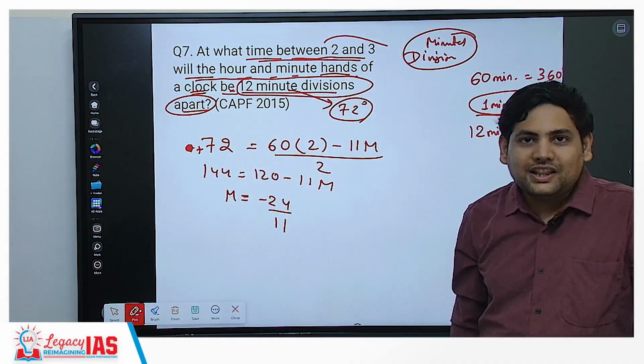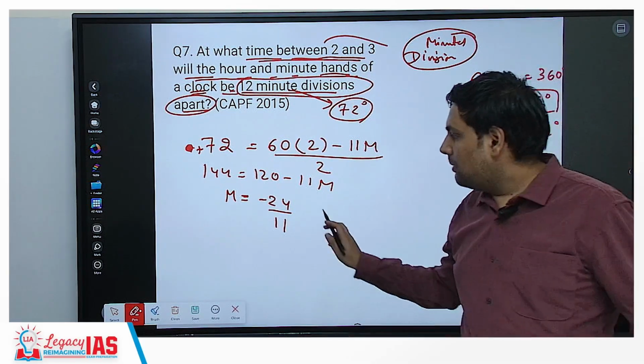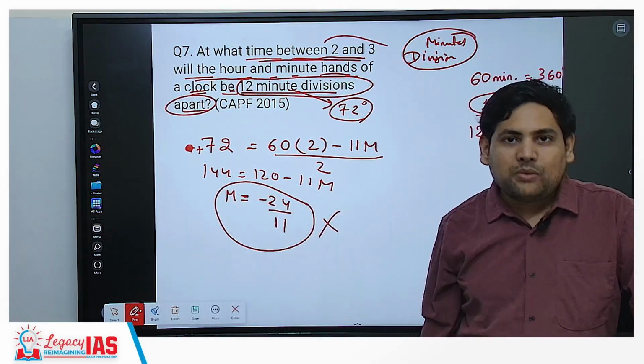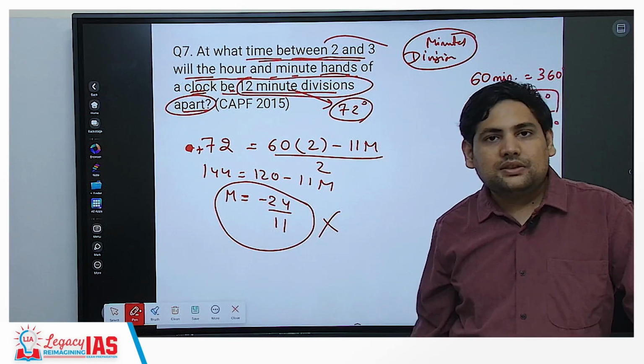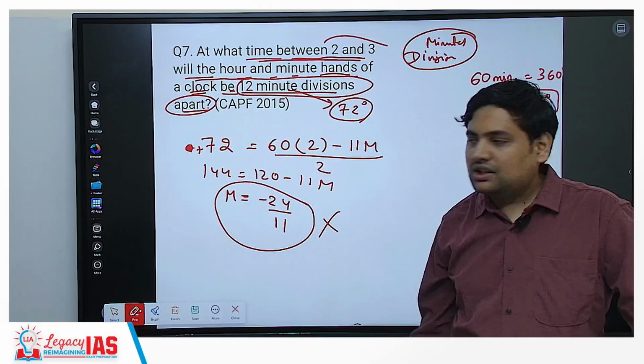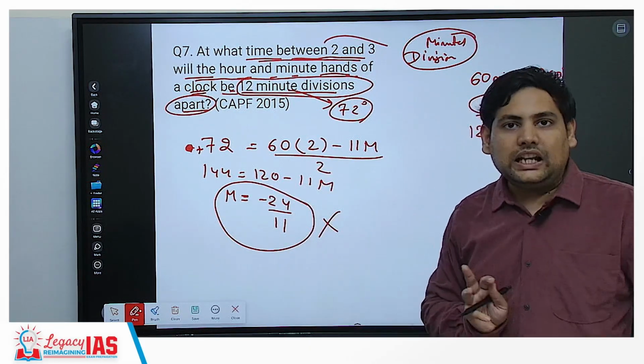Now one thing you need to understand, that angles may be positive or negative, but minutes or seconds can't be positive or negative. You might have heard about minus 3 degree, minus 4 degree angles, but you have never heard of minus 3 minutes. Similarly, you cannot have minus 2 minutes here. That's why this case gets entirely rejected.